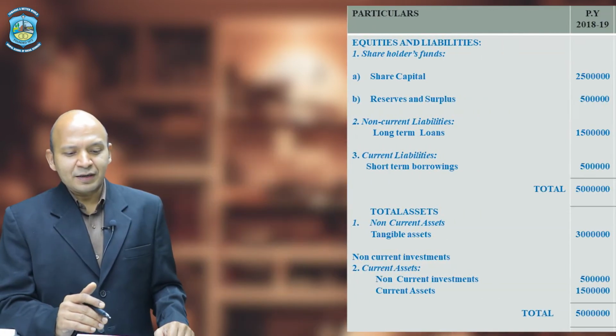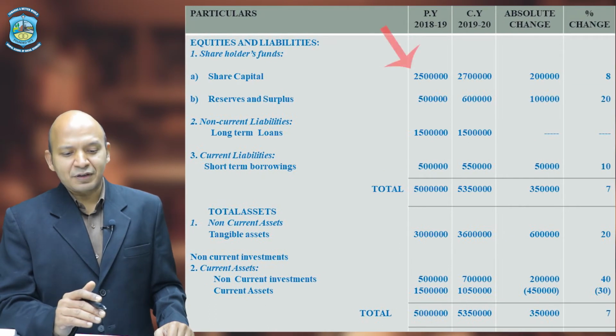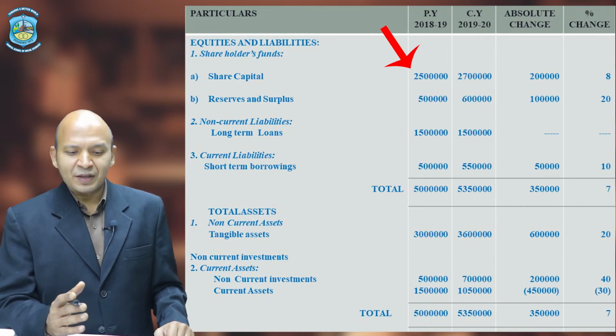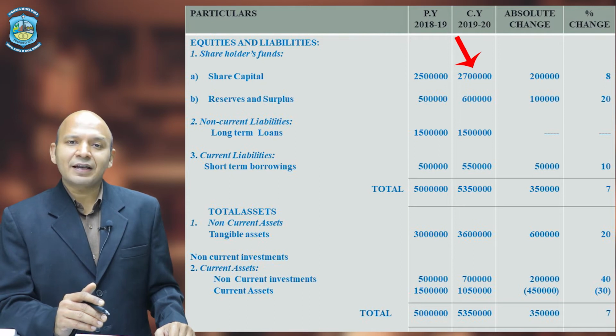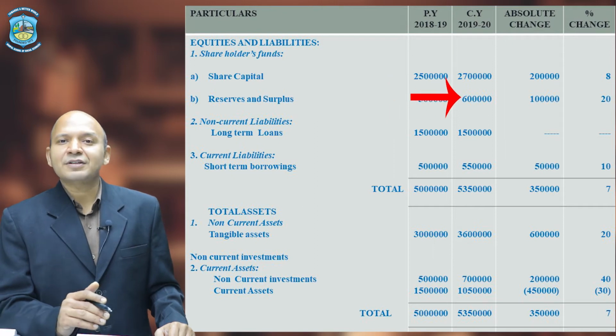They have given us the balance sheet for 2018-19 and 2019-20. 2018-19 will be taken as the previous year and 2019-20 will be taken as the current year. Share capital for the previous year they have given us is 25 lakhs and for the current year it is 27 lakhs. Reserves and surplus is 5 lakhs for the previous year and 6 lakhs for the current year.